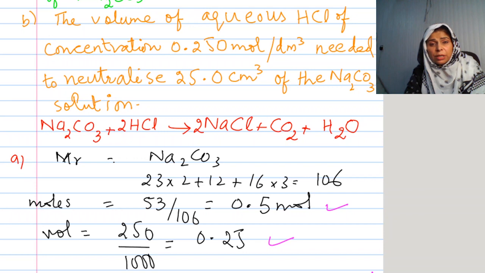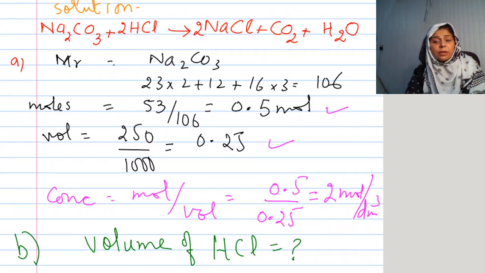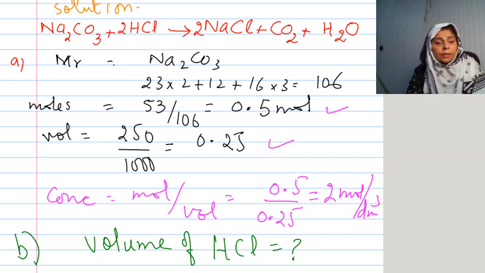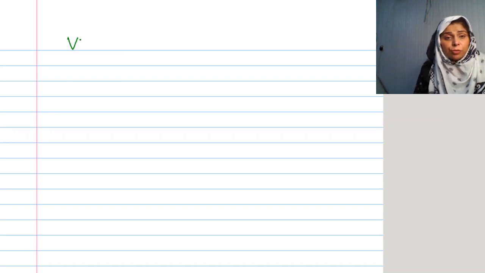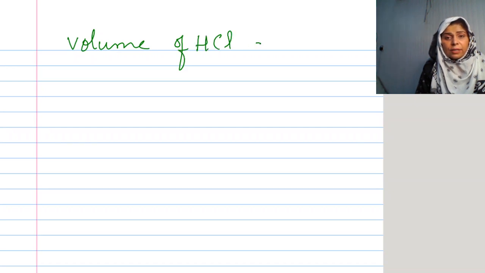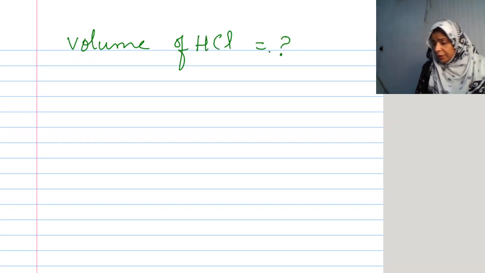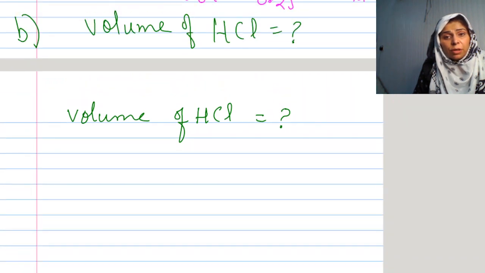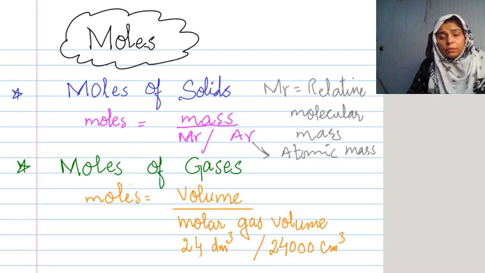The volume of aqueous HCl of a concentration needed to neutralize. The concentration of HCl is given. Let me take another. Yes, we have to calculate the volume of HCl, right? We have to calculate the volume of HCl. Okay, what is given? Wait for a minute, let me check which value is given. We have to calculate the volume of HCl. Wait.